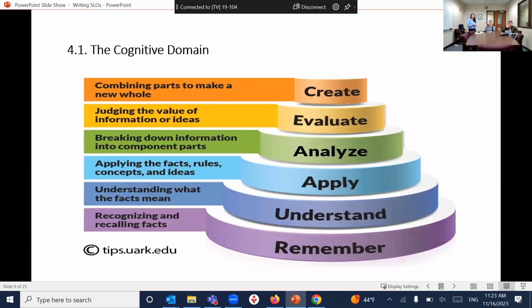Okay, this is an overview of the cognitive domain, which is perhaps the one that we are most familiar with. Under the cognitive domain, we have 6 levels of learning. At the bottom is the first level, which is also the lower level of learning: remember, understand, apply, analyze, evaluate, and create. So going up, that means the level of learning is going higher and more complex.